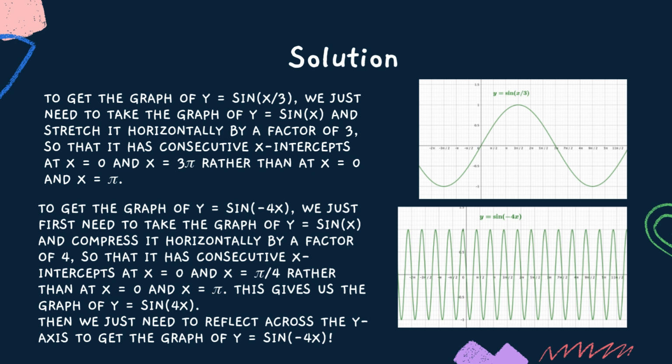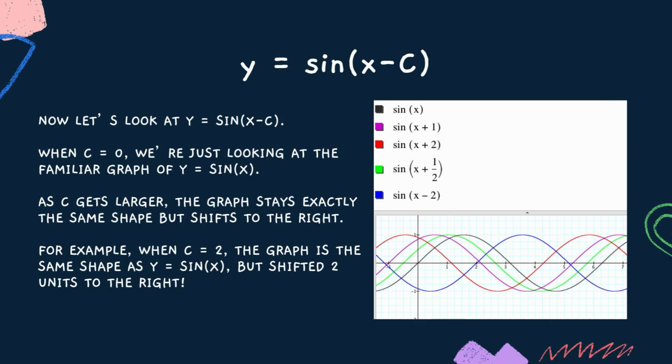Then we just need to reflect across the y-axis to get the graph of y equals sine negative 4x. It looks like the graph on the bottom. Now, let's look at y equals sine of x minus c.